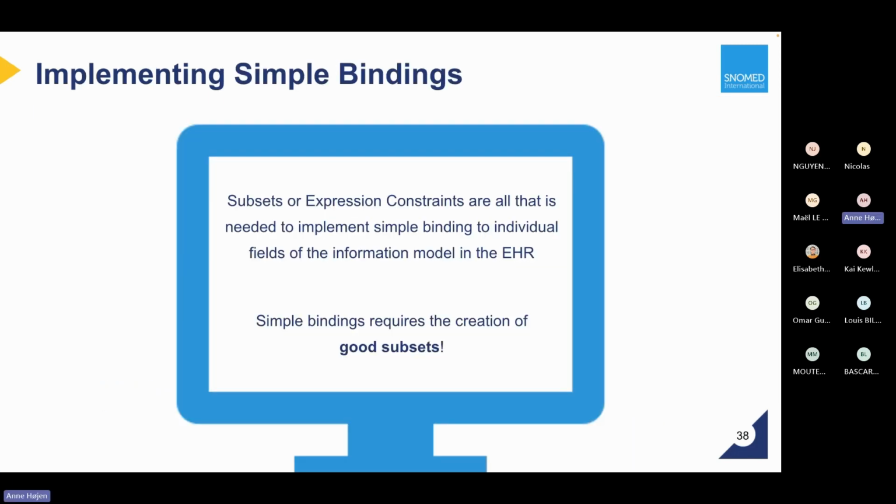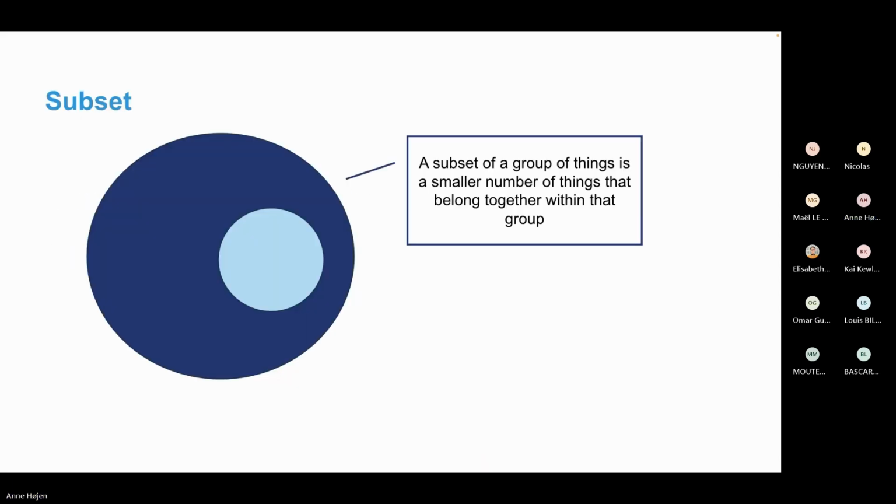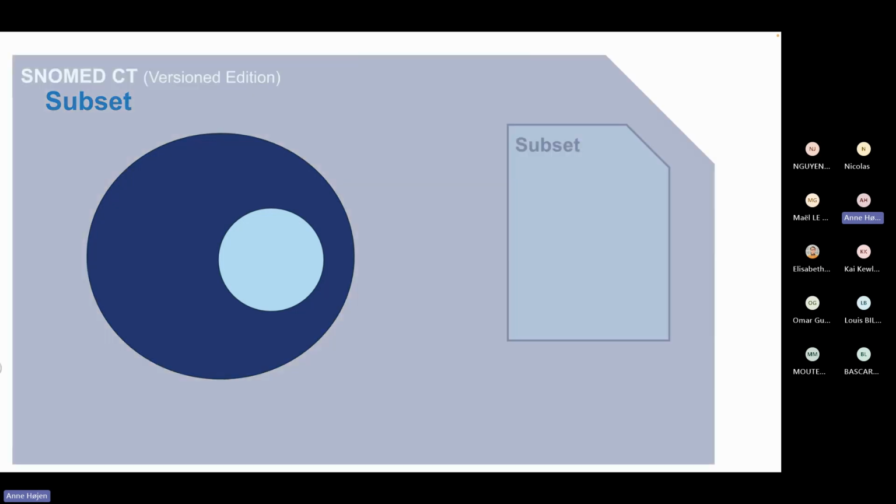I'll just continue here. The simplest form of terminology binding is simple binding, where you simply link a data element in your information model to a subset of SNOMED CT. And so you really need to be good at creating subsets. And Alejandro will be here after lunch telling you about SNOMED CT subsets and some principles. I will just give some high level: a subset is essentially a group of things that is smaller than the overall set of things that it belongs to.